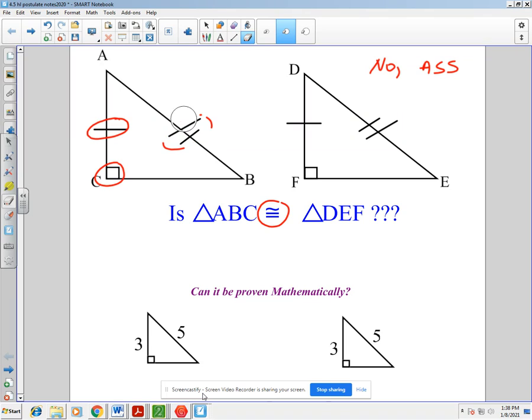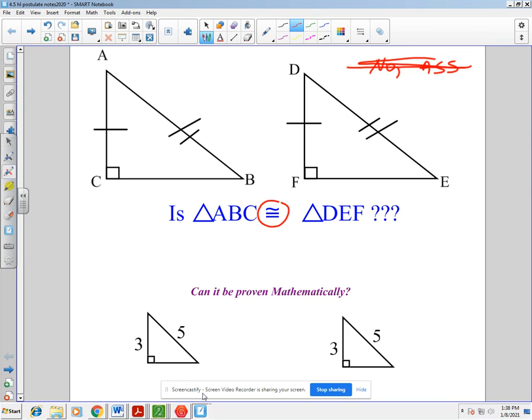Look carefully at the two triangles. Triangle ABC is actually a special triangle. Why is it special? Because it is a right triangle. Let me erase this because this is actually not true in this case.